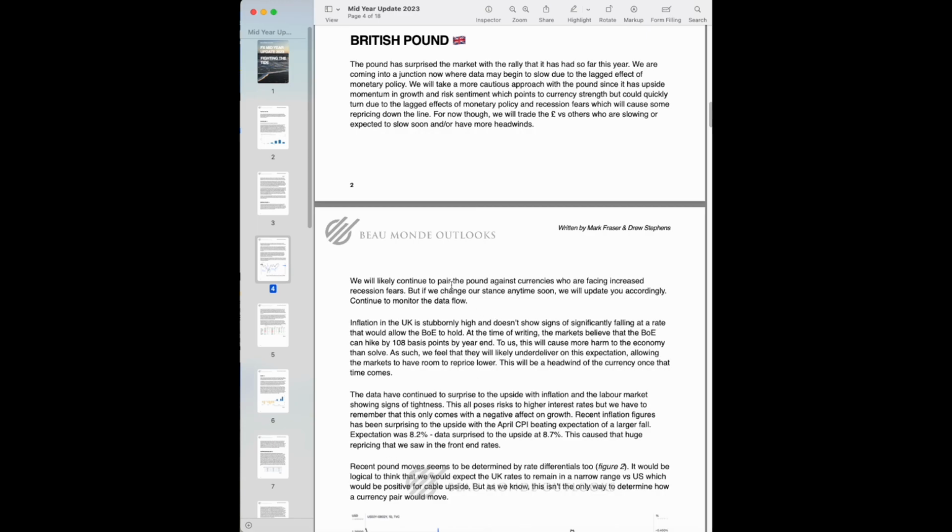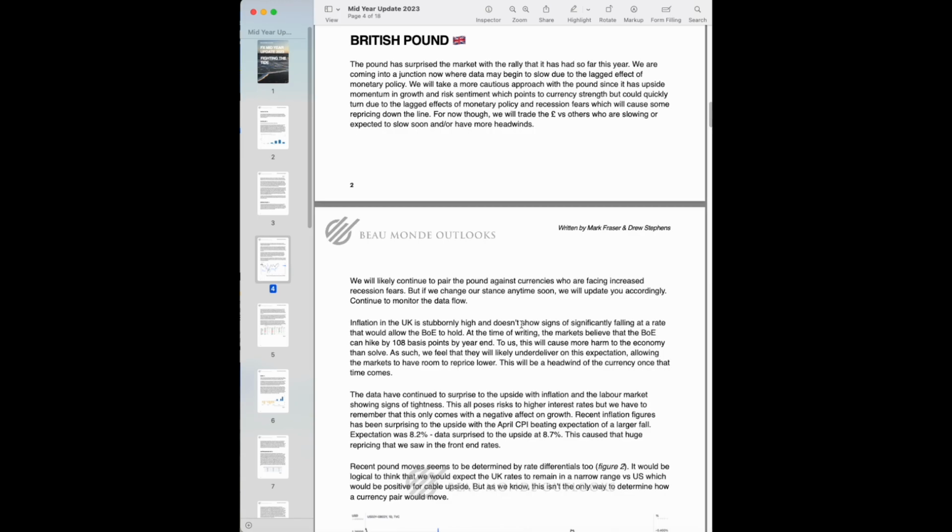So basically, continue to monitor the reasons you're bullish the pound, which is from good growth. Inflation was moving relatively high when compared to everybody else. Rates were moving higher. Bond yields are moving higher. These are all reasons to get bullish the pound, right? Inflation is stubbornly high in the UK. It doesn't show signs of significantly falling at a rate that the BOE would allow to hold.